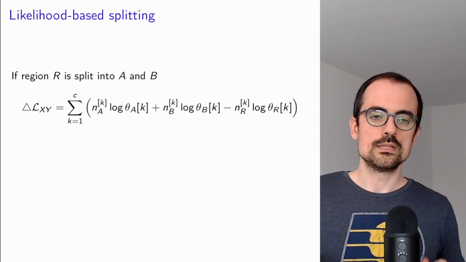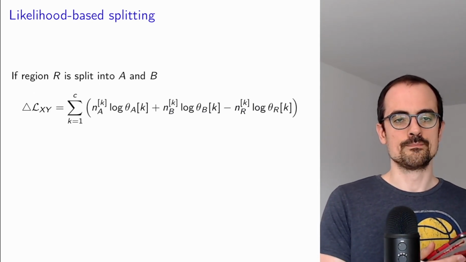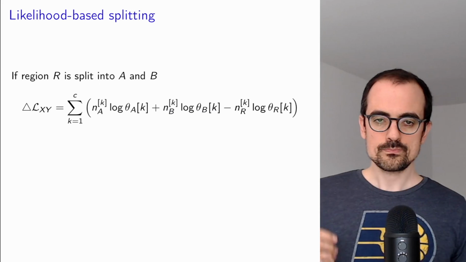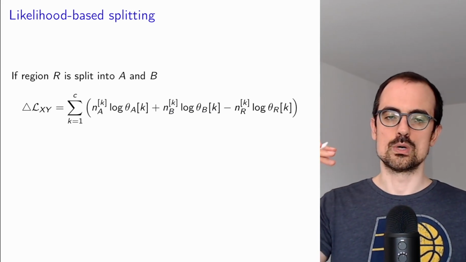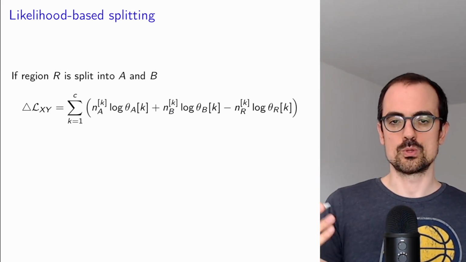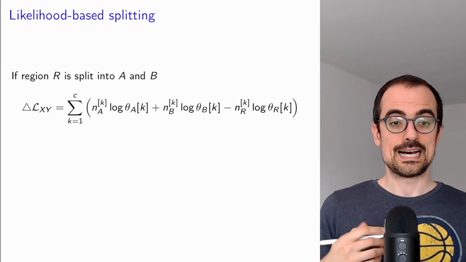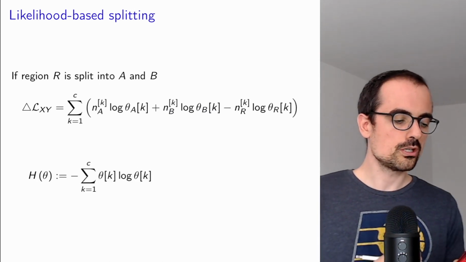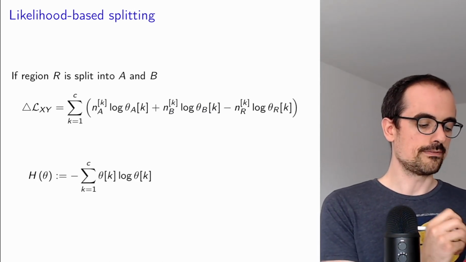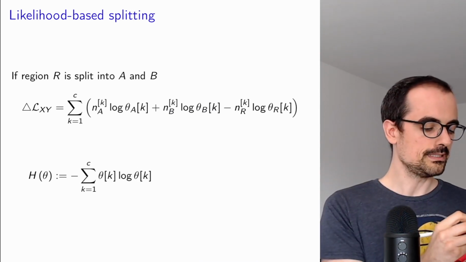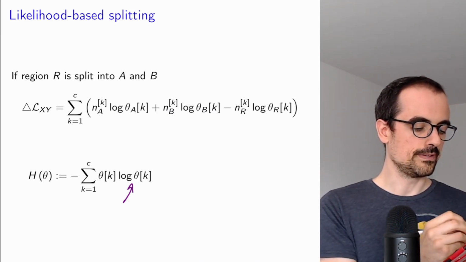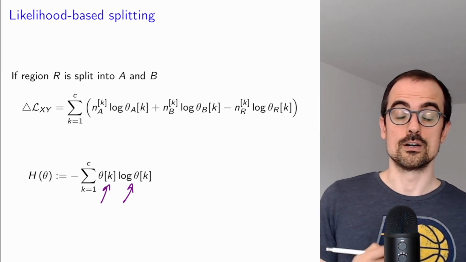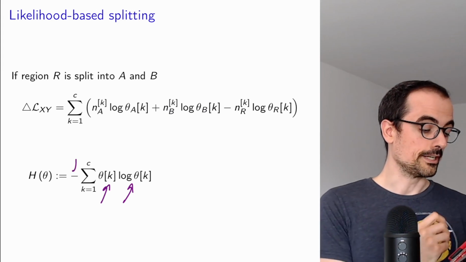So when we want to split a region R into A and B, we want to maximize this change in the log likelihood. We want to make the new log likelihood as large as possible with respect to the old one. And this can be framed in terms of entropy, because the entropy of a certain vector of probabilities is equal to the logarithm of each entry times the probability itself, and then you sum over all the values, and then you put a minus here.